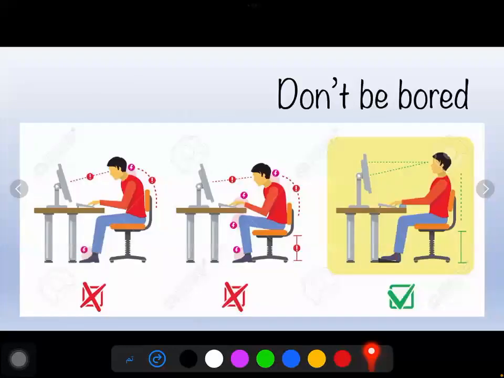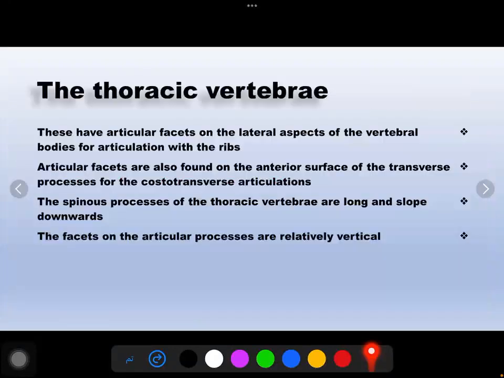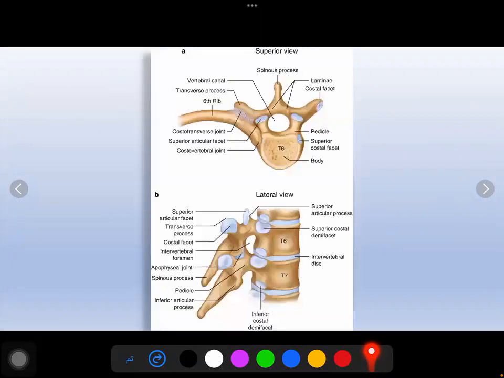Thoracic vertebra. These have an articular facet on the lateral aspect of the vertebral body for articulation with the rib. Articular facets are also found on the anterior surface of the transverse process. Its spinous processes are long and slope downward. To see, this is the thoracic vertebra.